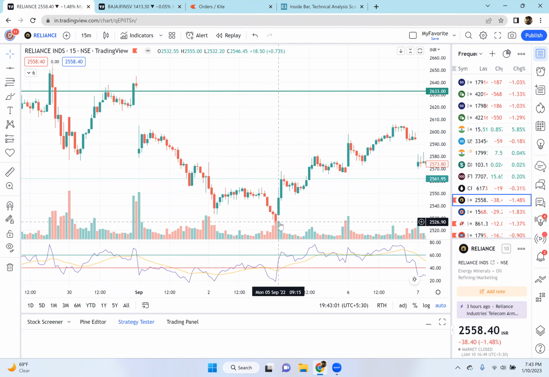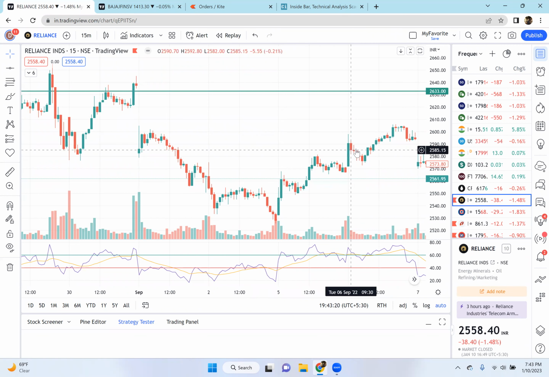On 5th September, the open was 2532 and the low was 2532.2, right? The difference is minor. And once this high is broken, one could have taken a long trade. This is the concept.